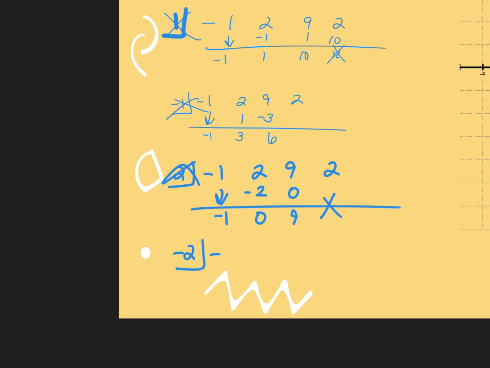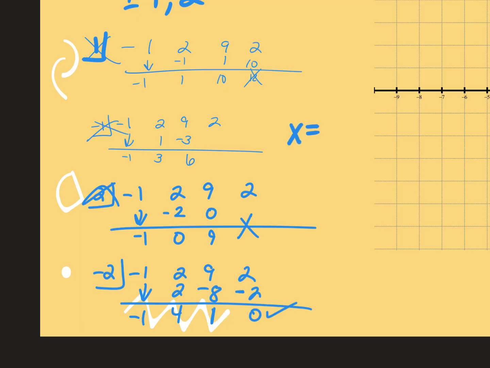Negative 2. All right, so negative 1, 2, 9, and 2. Bring down that negative 1. What's negative 1 times negative 2? 2. What is 2 plus 2? 4. What's 4 times negative 2? Negative 8. What's 9 plus negative 8? 1. What's 1 times negative 2? What's 2 plus negative 2? Oh, thank goodness. What did we just figure out? Negative 2 is an answer. It's an x-intercept. It's a 0. It's a solution. So I know that one of my answers is x equals negative 2.